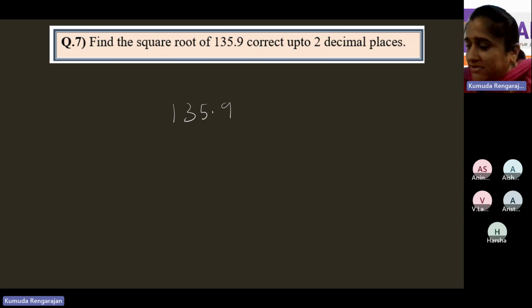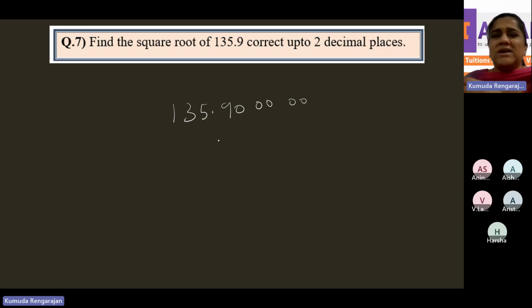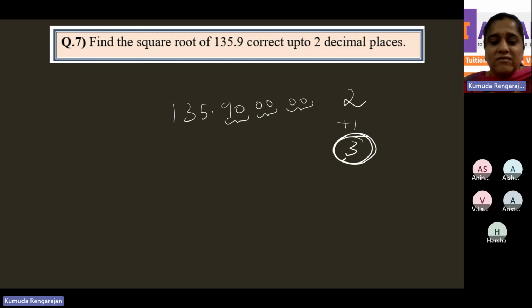So 2 decimal places, 2 plus 1, 3. We need to have 3 pairs after the decimal point. So 9, 0 becomes a pair, then 0, 0, 0, 0. You can add as many zeros as you want; the value of the number doesn't change. So 1 pair, 2, 3, 3 pairs after the decimal point, because we need correct up to 2 decimal places.